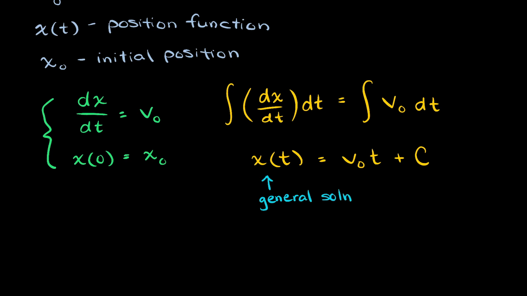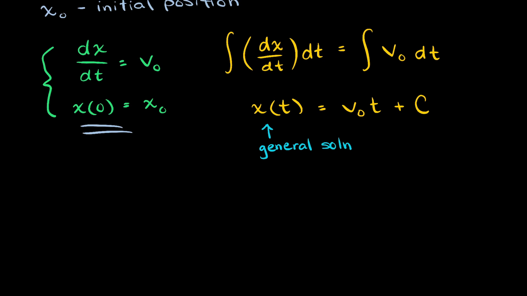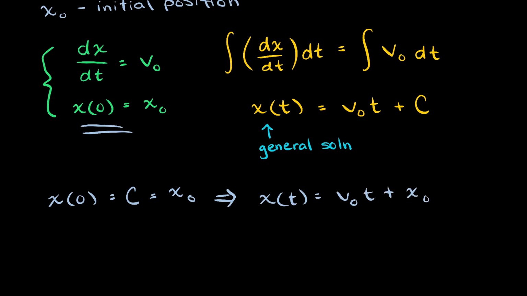That's the general solution. How do we find the specific solution? Well, we use the second piece of information we had. We know what x naught refers to, we know what x of 0 is. So let's plug in t equals 0 into our general solution. So x of 0, well, the first term goes to 0, so we're just left with c, and that is equal to x naught. And so that tells us, therefore, that x of t should equal v naught t plus x naught. And so this now becomes the particular solution, because we no longer have that arbitrary constant c.